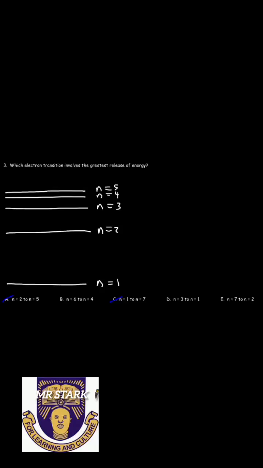You can use the energy equation that we've talked about, but you can ignore the 2.178 times 10 to negative 18 value. Focus on this portion of the equation: 1 over n final squared minus 1 over n initial squared. The choice that has the greatest value of this expression will be the one that releases the greatest amount of energy.